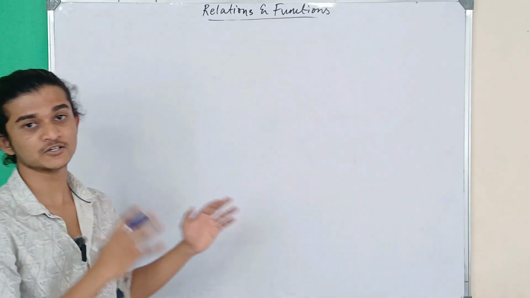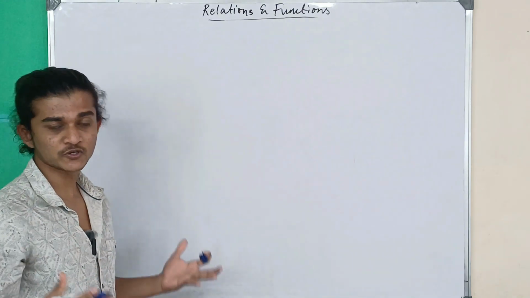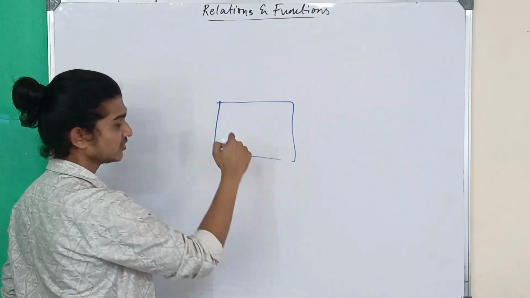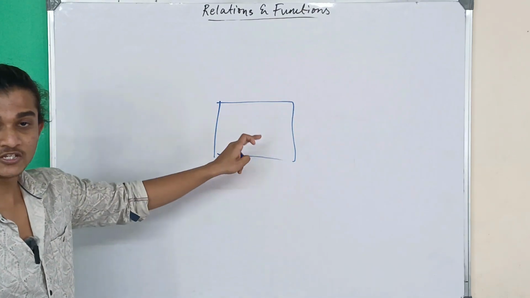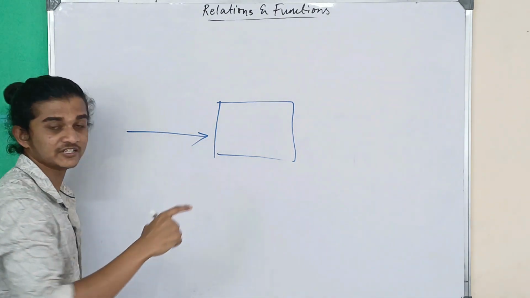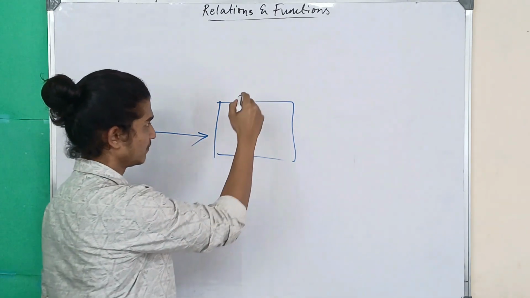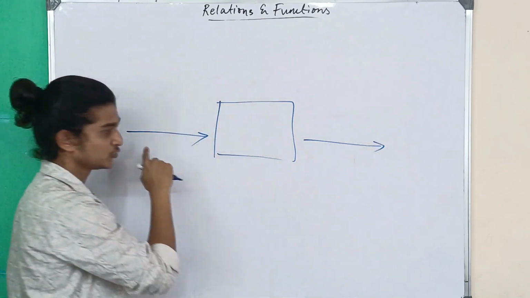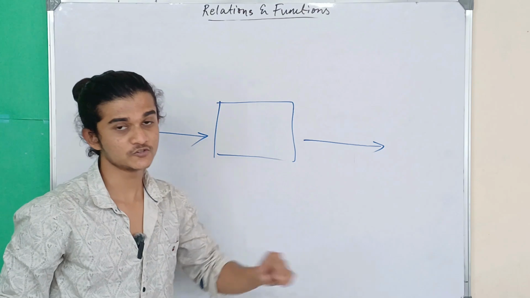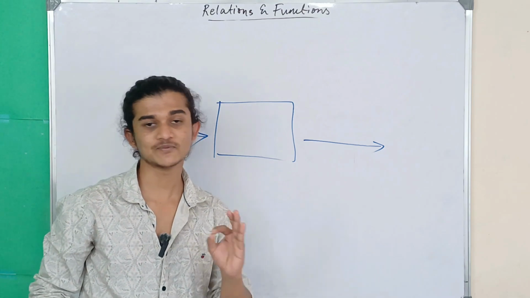Let us try to understand this using this example. Imagine you have a machine. Imagine this is a sugarcane juice making machine. For every single input you give, it gives a specific output. So if you put sugarcane inside this machine, you get sugarcane juice outside. In the exact same way, a function is also a type of machine.